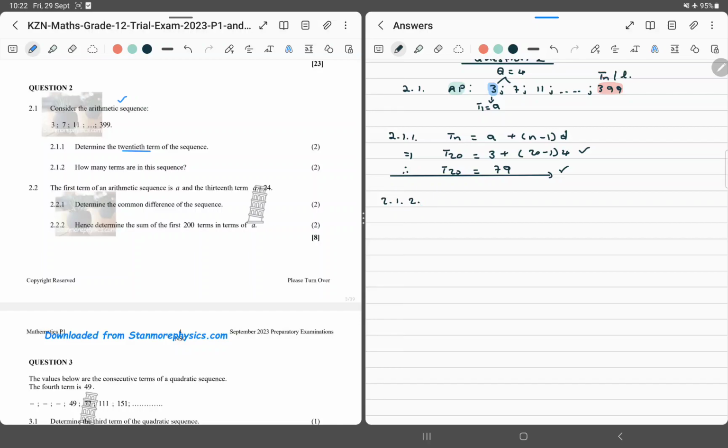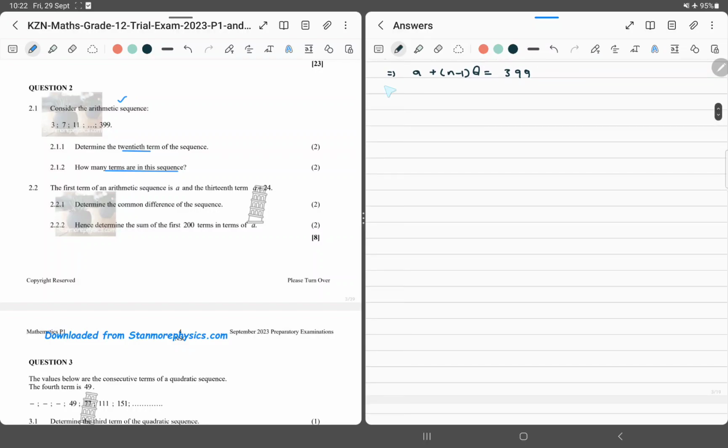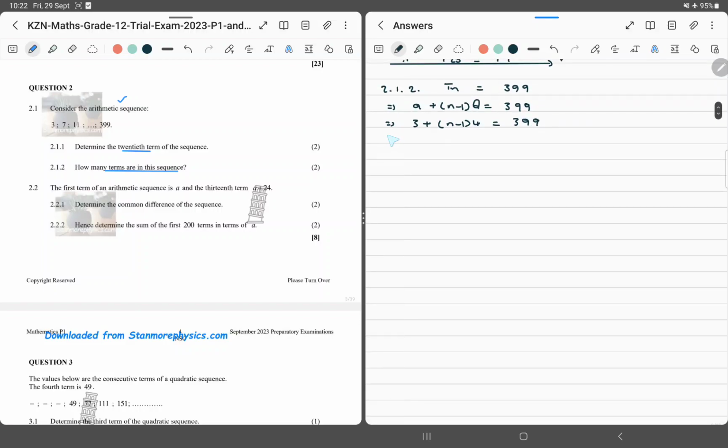So 2.1.2 says how many terms are in the sequence. Easy. We know that Tn, which is our last term, is 399. Now this implies that we've got A plus n minus 1 times d equals 399. So this implies that 3 plus n minus 1 times 4 equals 399. Now here, 3 plus 4n minus 4 is equal to 399. This implies that 4n is equal to, this is a minus 1. When we add it to the other side, it becomes 400.